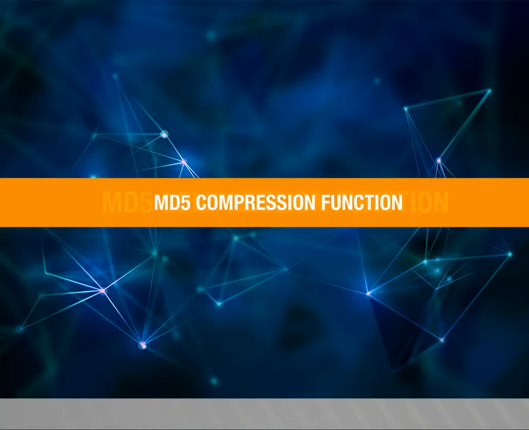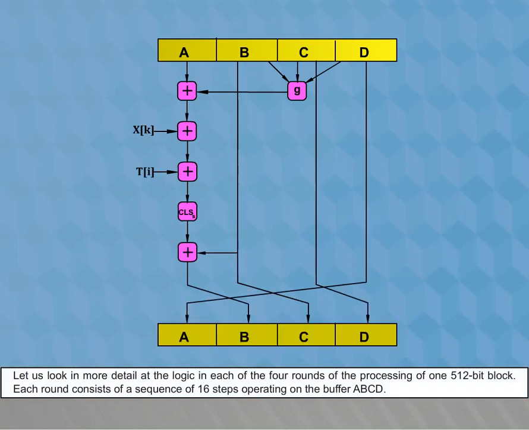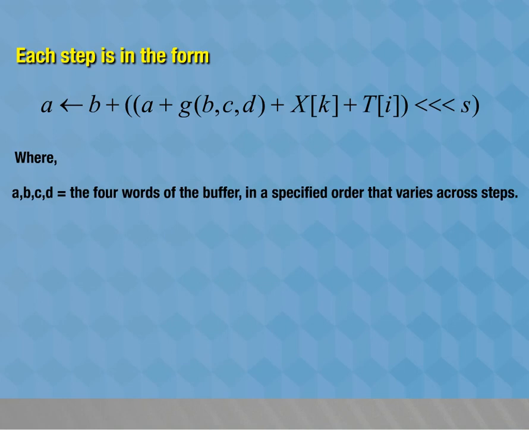MD5 compression function. In this video, we are going to see about the MD5 compression function. Let us look in more detail at the logic in each of the 4 rounds of the processing of one 512-bit block. Each round consists of a sequence of 16 steps operating on the buffer A, B, C, D. Each step is of the form A = B + ((A + g(B, C, D) + X[k] + T[i]) <<< s), where A, B, C, D are the 4 words of the buffer in a specified order that varies across steps.